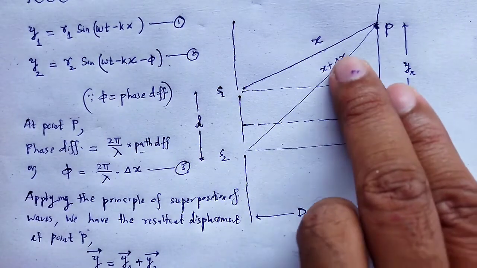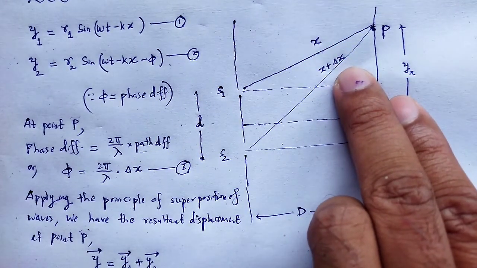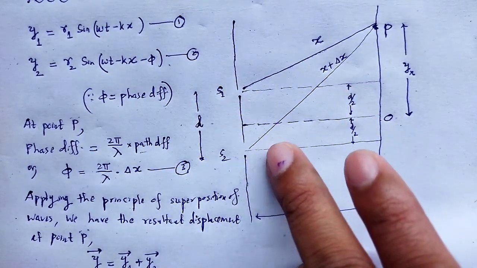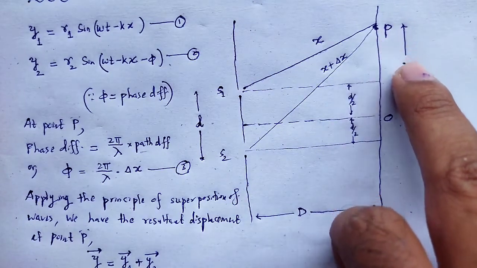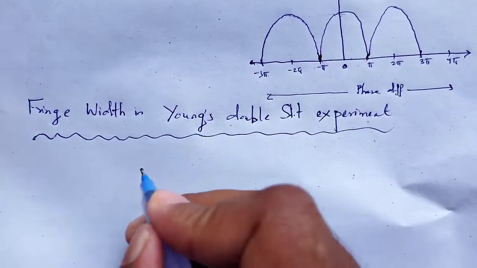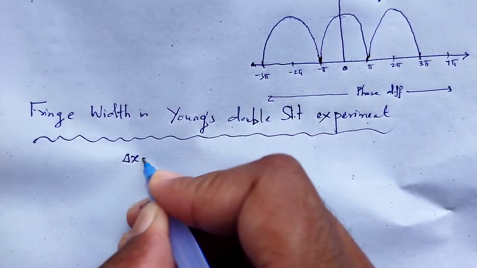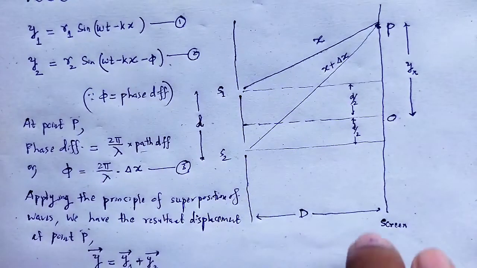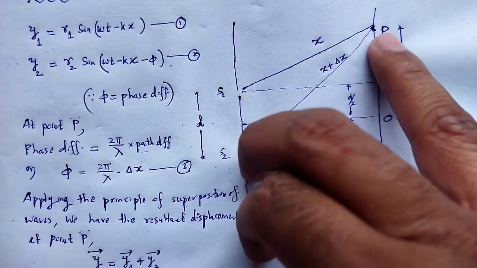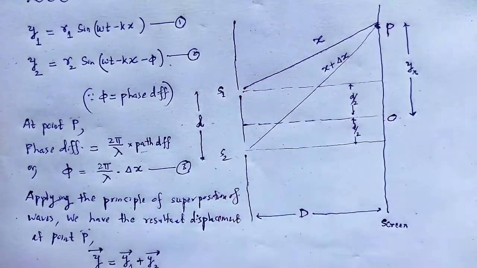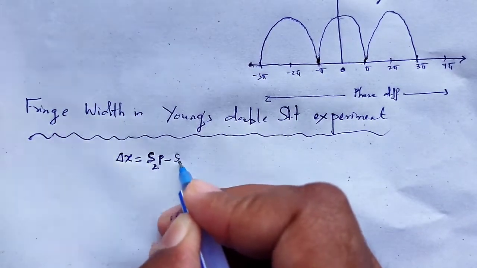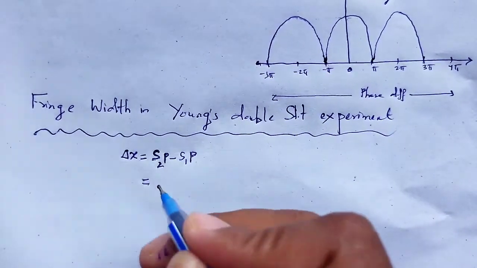Let the path difference be Δx between the two coherent waves from the slits S1 and S2 reaching point P on the screen. So, Δx here is given by Δx is equal to the distance S2P minus S1P. What is S2P?